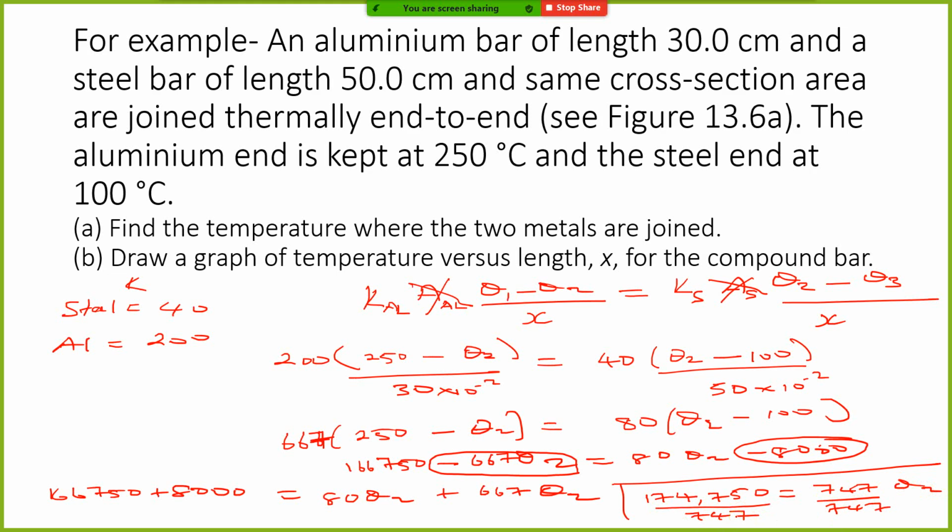So 174,750 divided by 747. All right. So yeah, this is the answer. Right. So θ2 is equal to 233.9 degrees Celsius. All right. That's the answer.